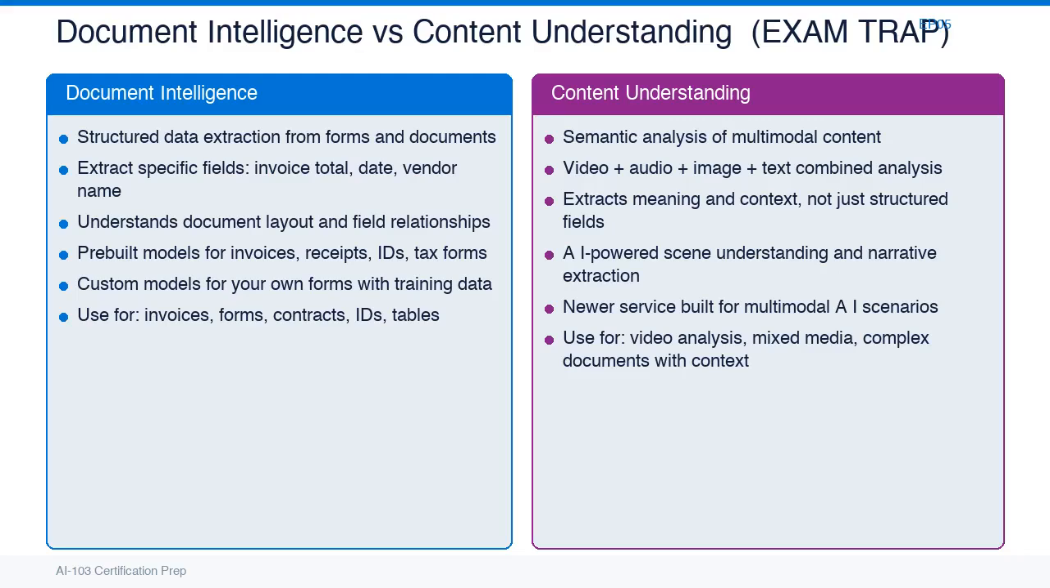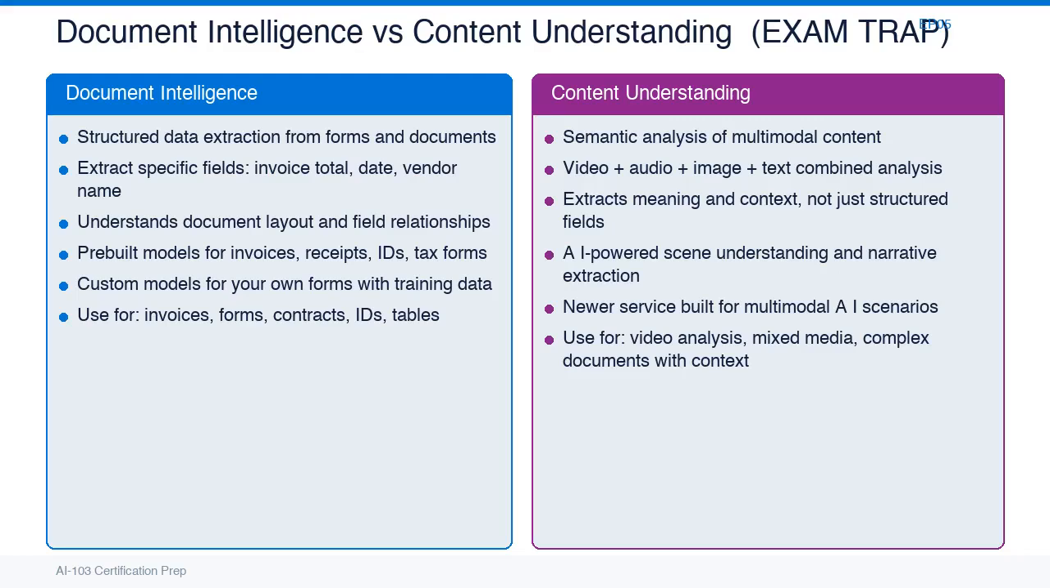Document intelligence, formerly called Form Recognizer, is specialized for extracting structured data from forms and documents. It understands the layout of a document and can extract specific fields by name. If you need to extract the total amount, due date, and vendor name from an invoice, document intelligence is the answer. It has pre-built models for common document types: invoices, receipts, identity documents, business cards, tax forms, and more. You can also train custom models for your own form types.